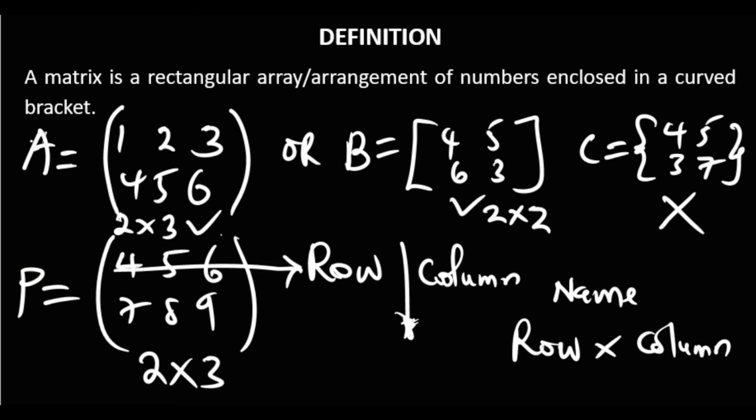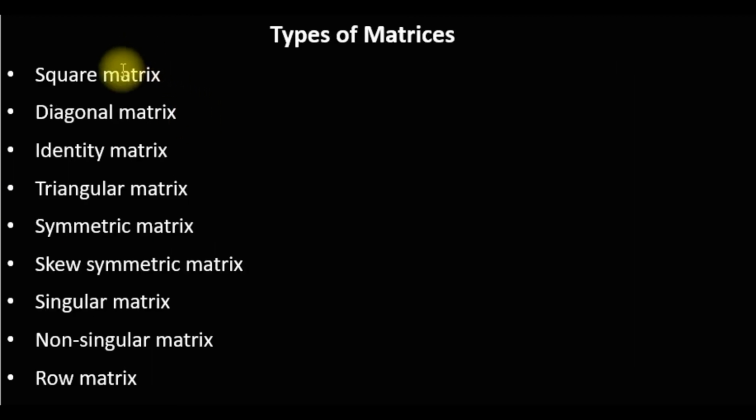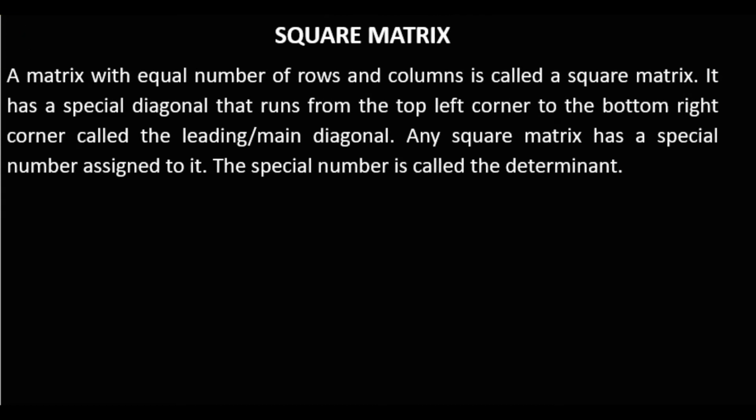So the next thing, we look at types of matrix. The first one is square matrix, then diagonal matrix, identity matrix, triangular matrix, symmetric. So let's start with the first one, square matrix. A square matrix is a matrix that has an equal number of rows and columns. So a matrix with an equal number of rows and columns is called a square matrix.